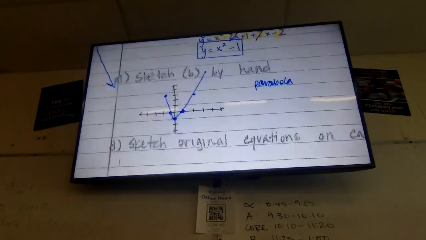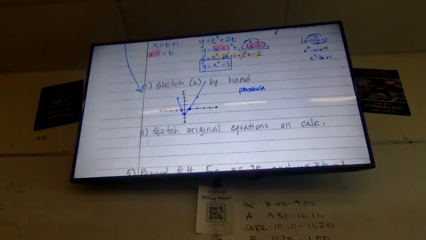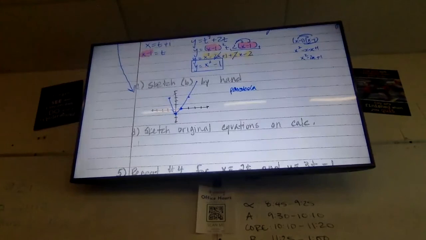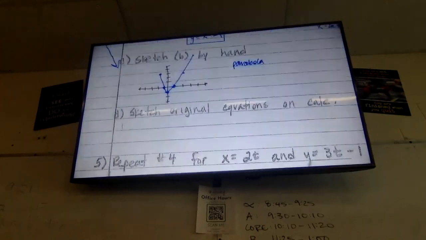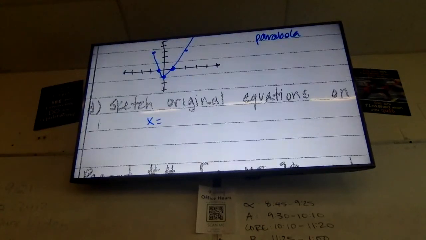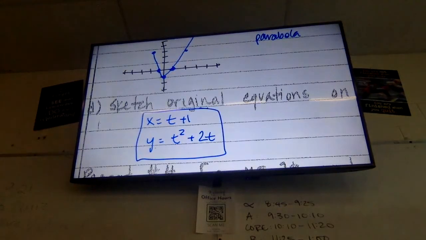Okay. Let's learn how to do this on the graphing calculator, and we can be done after that today. We'll do the last problem next class, okay? So go ahead and get your calculators out. It says sketch the original equations on your calculator. So that means we're going to sketch x equals t plus 1 and y equals t squared plus 2t. Let's see if my calculator wants to work today.